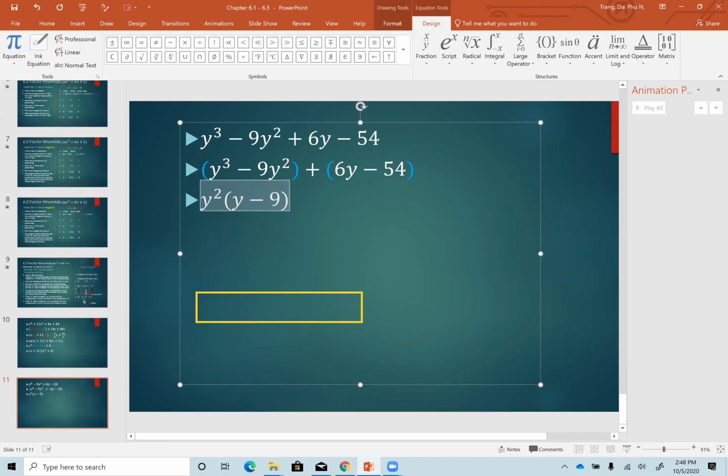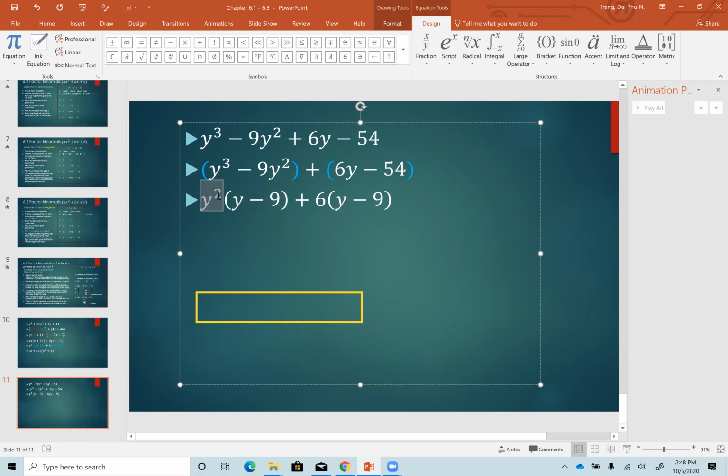Now, in the second group, between 6y and minus 54, we know that they don't have a y in common, but what do they have in common? Do you agree that there's a 6 and a 54, meaning they have a common divider? What is the common divider here? Do you agree that the common divider here will be a 6? Because 6 going into 6y is 1 time, or in this case, y. And 6 going into 54 is 9 times. Everybody still with me here in terms of what I factor out?